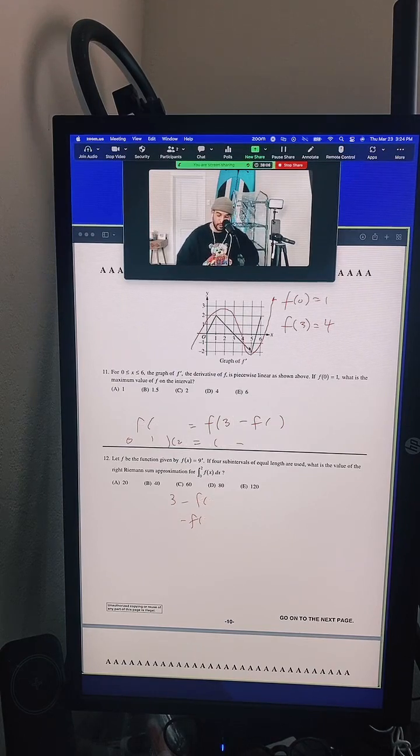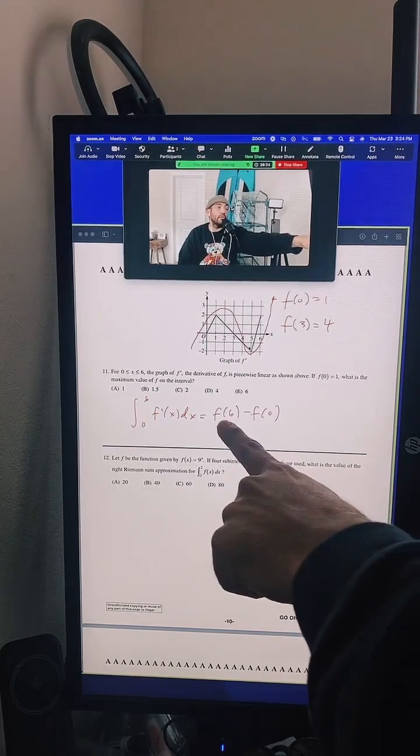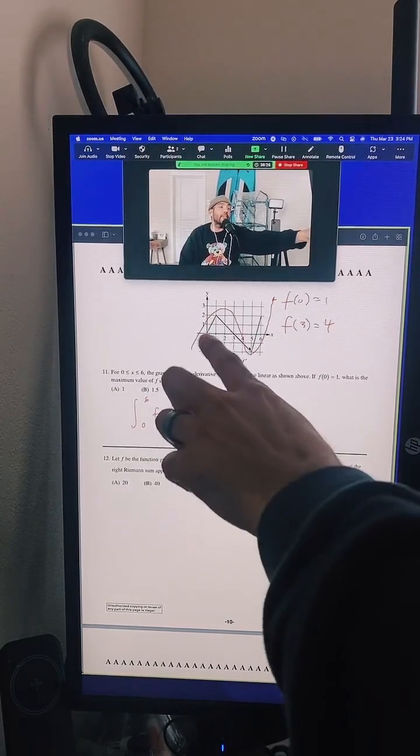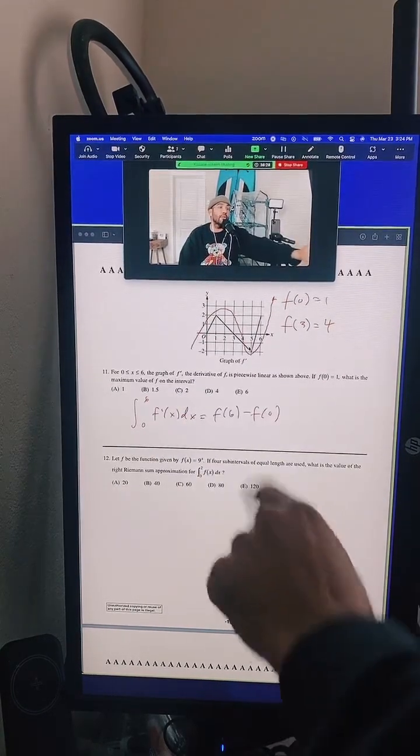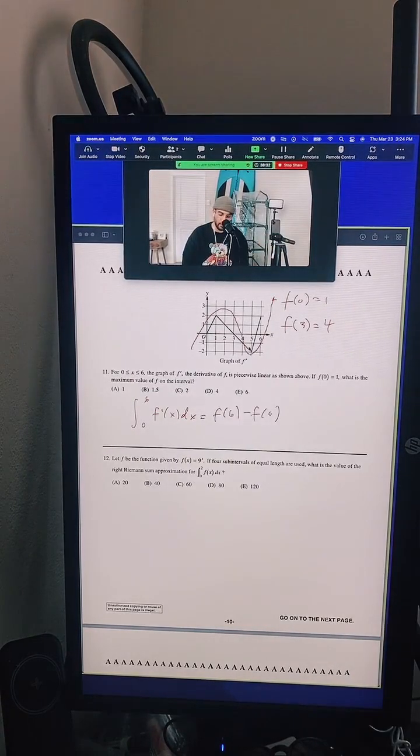Let me just erase my work here. And the way we can do this is we can do the integral from 0 to 6 of the derivative, and that's equal to f of 6 minus f of 0 according to the first fundamental theorem of calculus. We already know this is 1. This is what we're trying to find, and this represents the area underneath the curves for all of these. So we already know this has an area of 3. So we have 3 for that area.